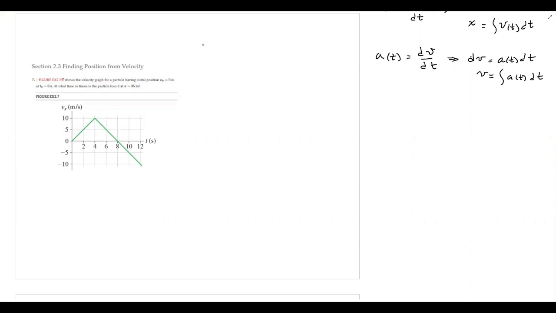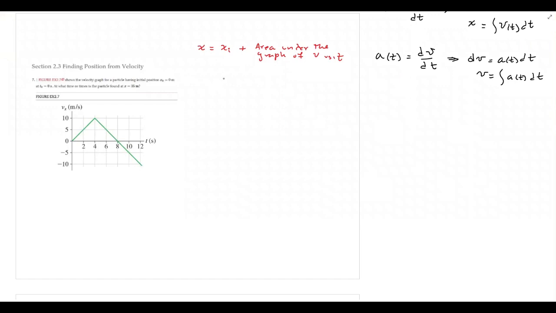So when you want to find position in a graph like this one, the position at a time t, at whatever time it is, is equal to the initial position plus the area under the graph of velocity versus time. So if I want to find the position at any time, I will just include my initial position plus the area under the graph of velocity versus time.